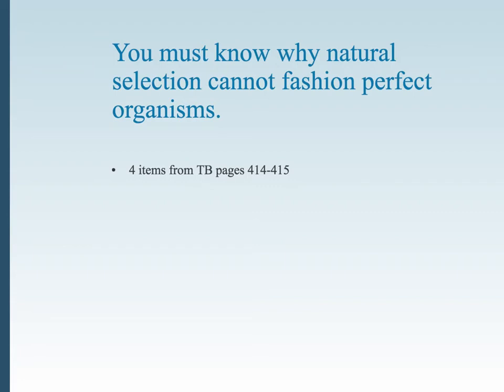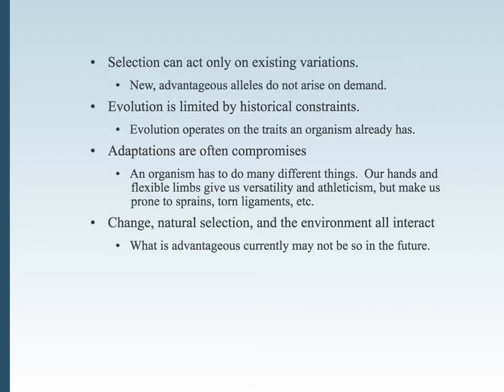Lastly, the last one for this video, you need to know why natural selection cannot fashion perfect organisms. Okay, so four reasons why we don't have perfect organisms on the planet. First, selection can only act on existing variations. So it's not like painting a picture where if you don't like it, you're going to crumple it up and start over. Selection can only act on what is currently in the environment.